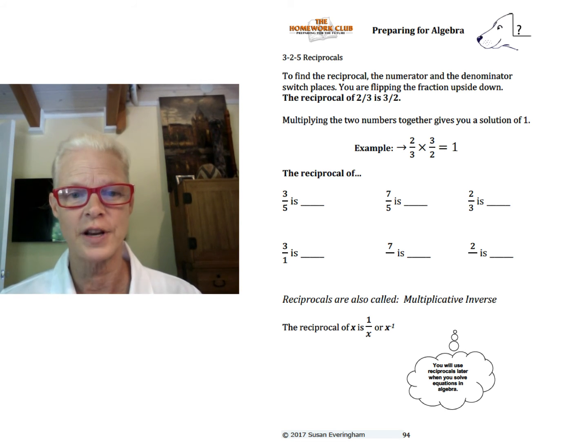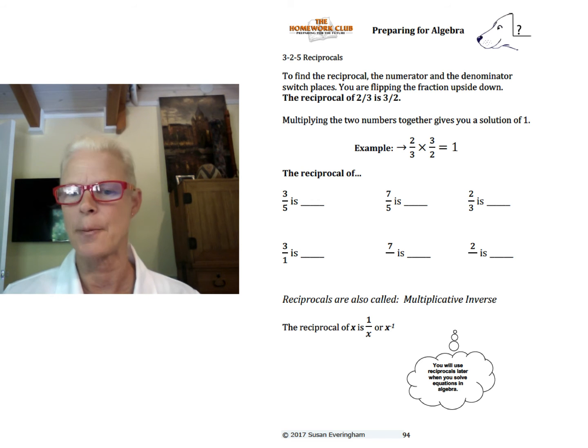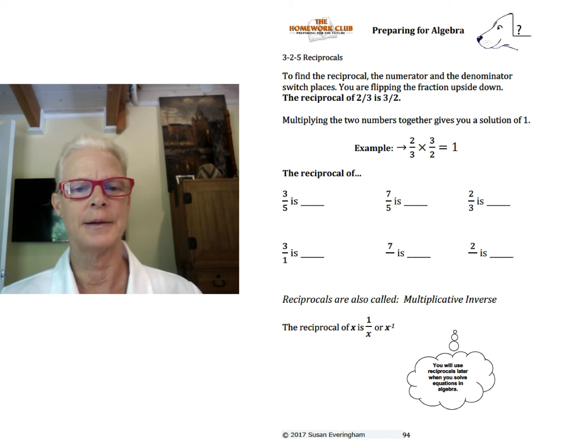All right, go ahead and finish the reciprocals. There's a couple here that represent whole numbers. For example, 7 over 1, and that's what the blank is. So what is its reciprocal? I'm going to leave you there. All right, good luck, and we'll see you on the next page.